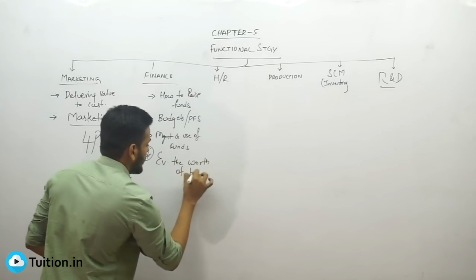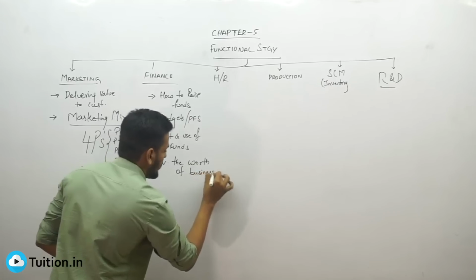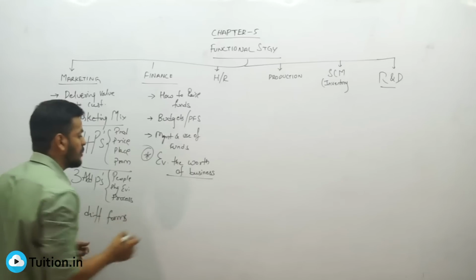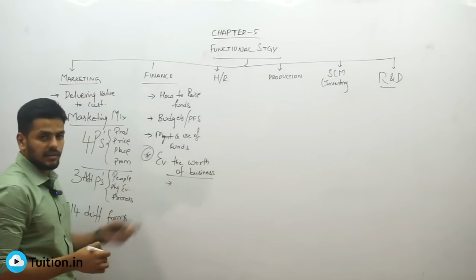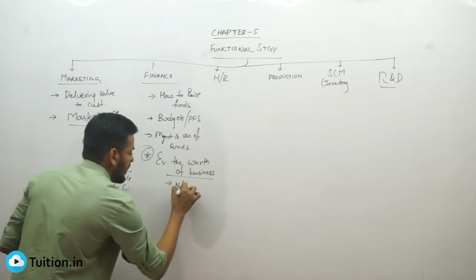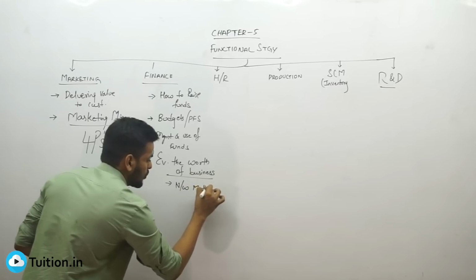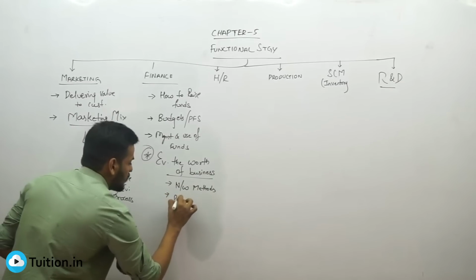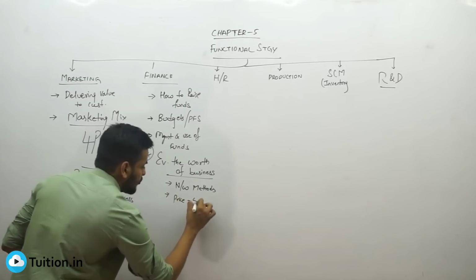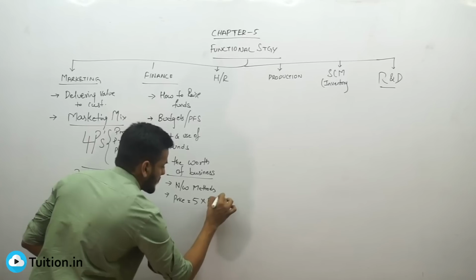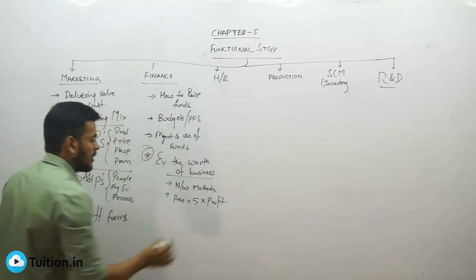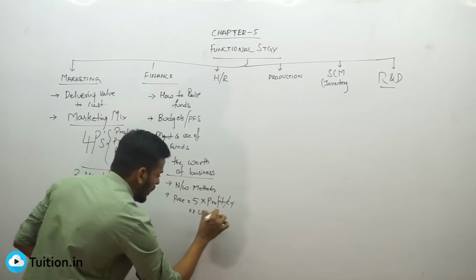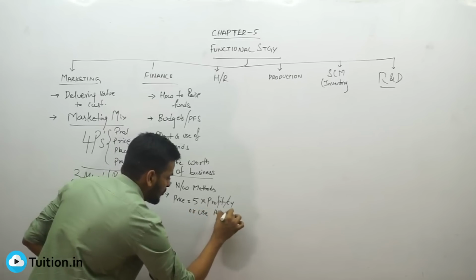Evaluating the worth of a business is again a very important consideration, guys. There are 5 approaches. The first one is the net worth method, which means stockholders' equity. The second one: price of the company is equal to 5 times the profit of the current year, or you can use the average profit of 5 years also.